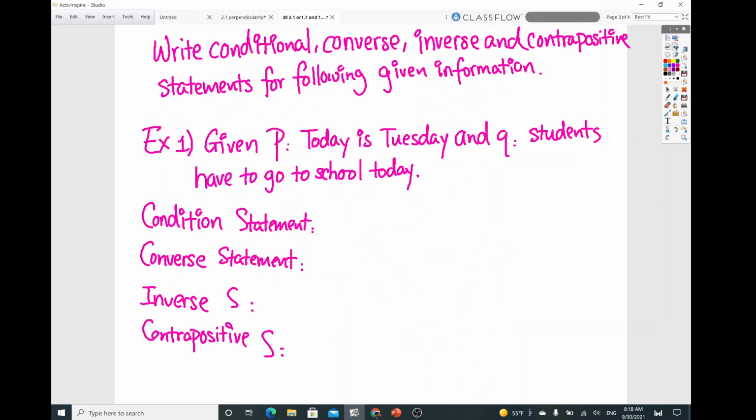Write the conditional, converse, inverse, and contrapositive statement for the following given information. Given that P is today is Tuesday, and Q is students have to go to school today. Conditional: if today is Tuesday, then students have to go to school today. Converse, we switch the clauses: if students have to go to school today, then today is Tuesday. Inverse: if today is not Tuesday, then students do not have to go to school today. Contrapositive: if students do not have to go to school today, then today is not Tuesday. So basically we're just applying the structure of those statements.